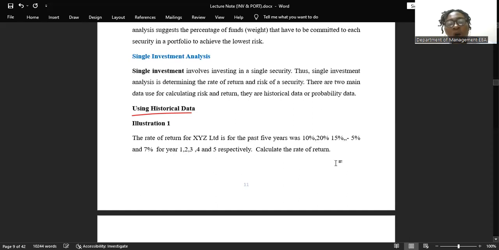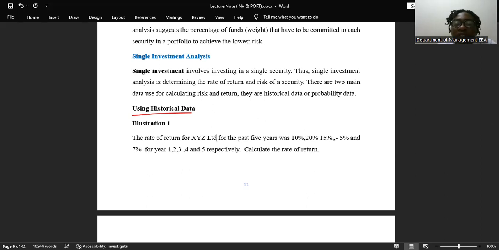Okay, so we have an illustration under historical data on the past performance of a firm. The rate of return of XYZ Limited for the past 5 years was 10%, 20%, 15%, -5%, and 7%. They're asking you to calculate the return.